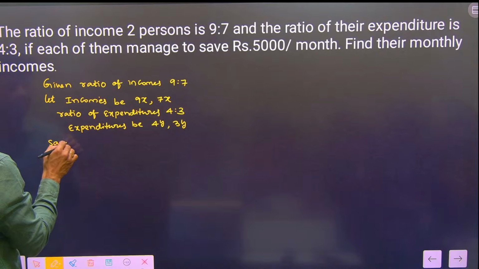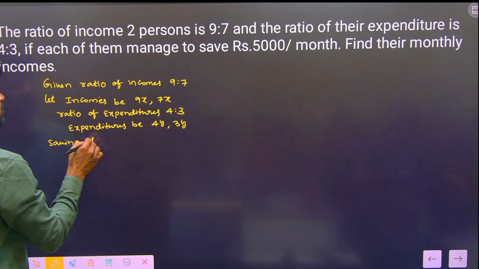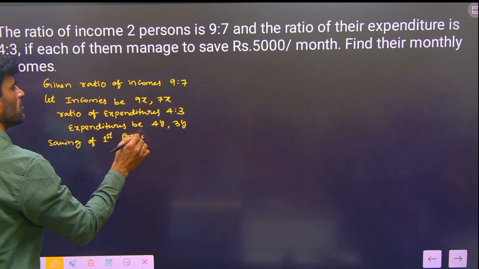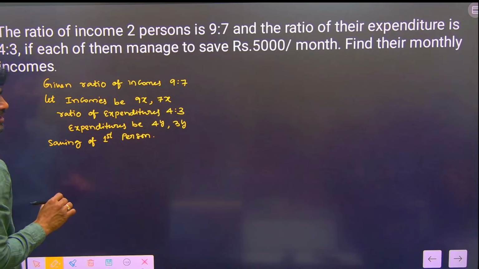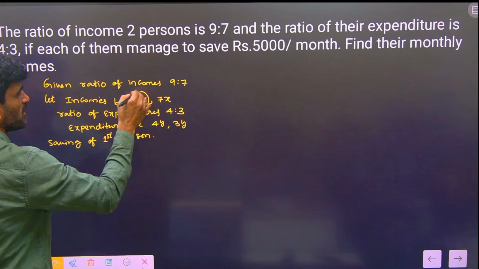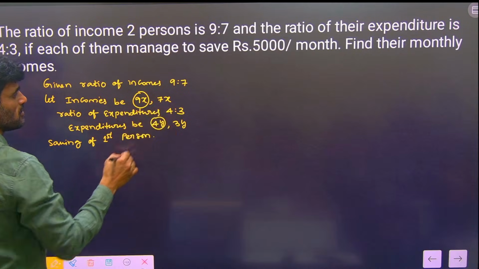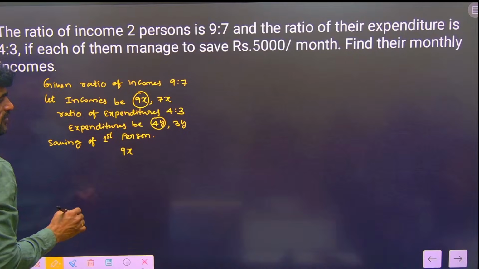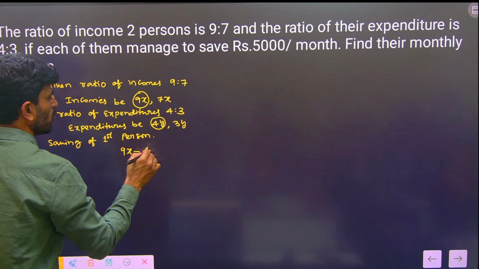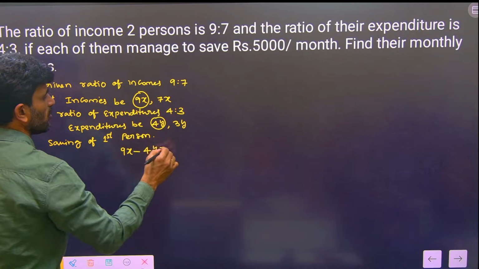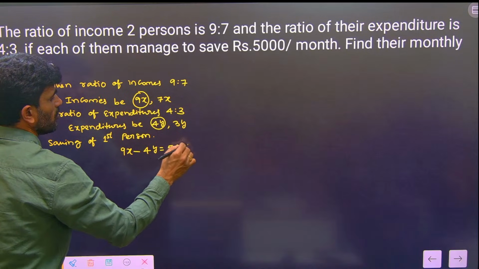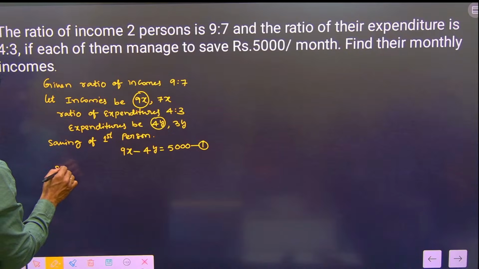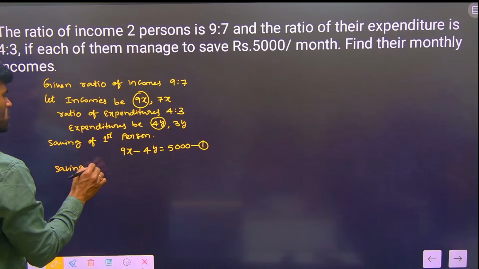Now each person's saving we have to write. Saving of the first person. How do we get it? Income minus expenditure. First person income is 9x. First person expenditure is 4y. Because income minus expenditure is saving, 9x minus 4y, and saving is given as 5,000. Each one is saving 5,000 rupees. This is the first equation. Similarly, saving of the second person.